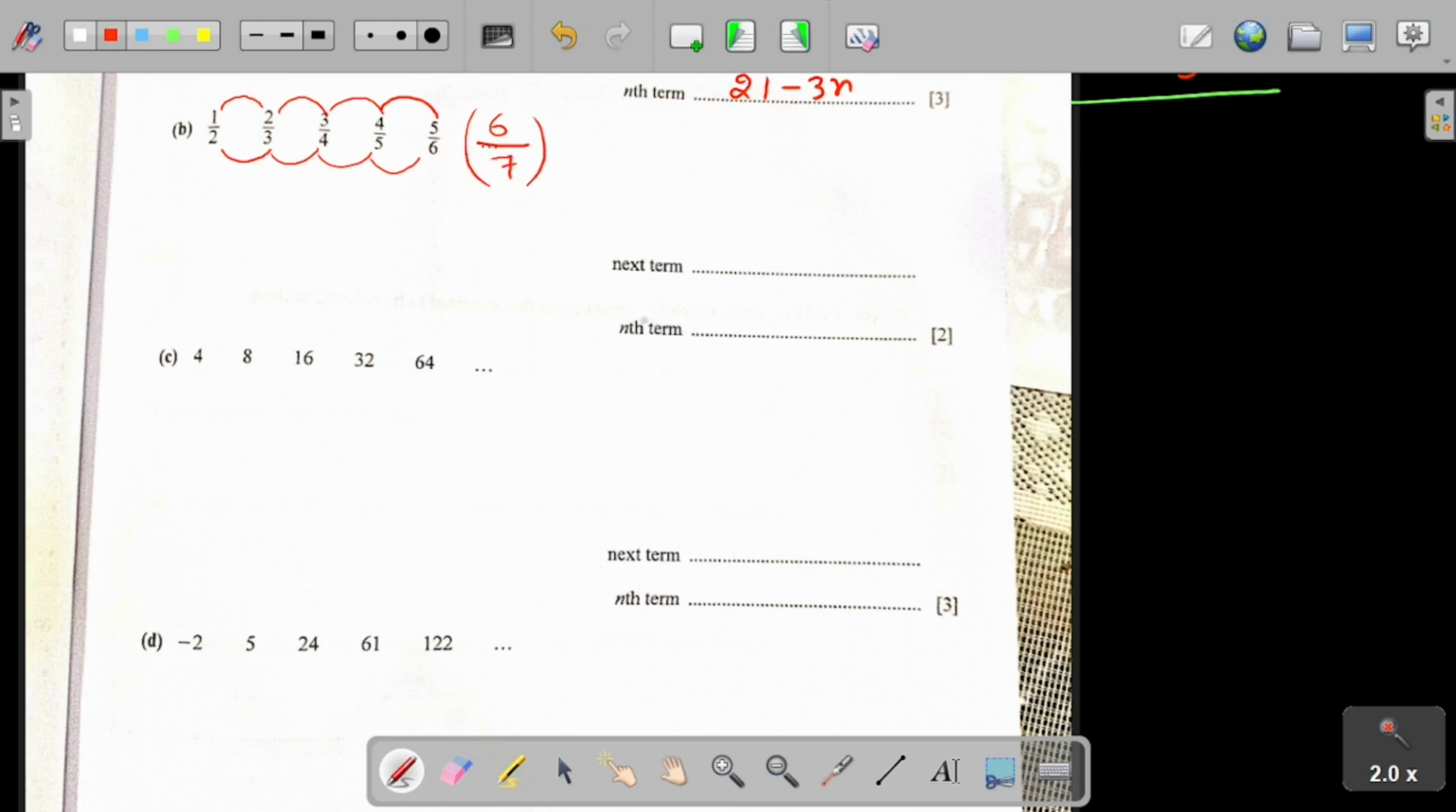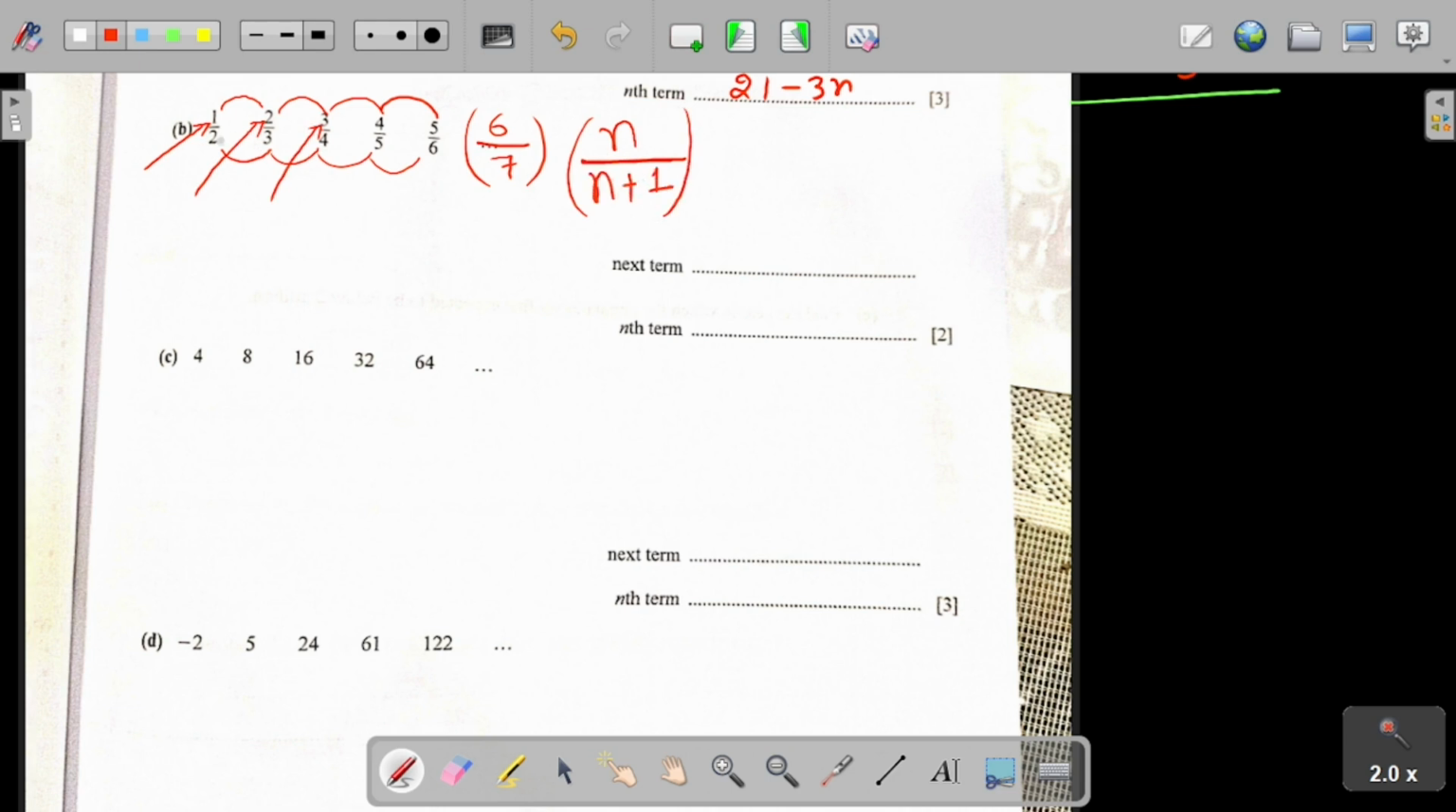But what's the next term? See, if my numerator is n, then the denominator is n plus 1. See, 1, 2, then 3. The first term has numerator 1, the second term has numerator 2, the third term has numerator 3, so its nth term will have numerator n, and the denominator can be written in terms of n, that is n plus 1.